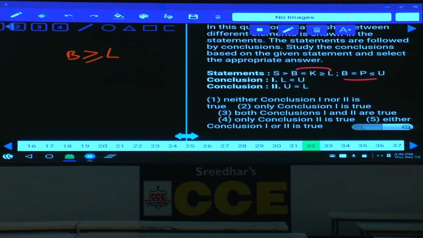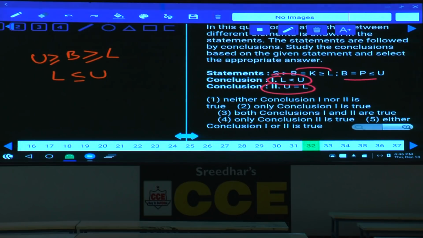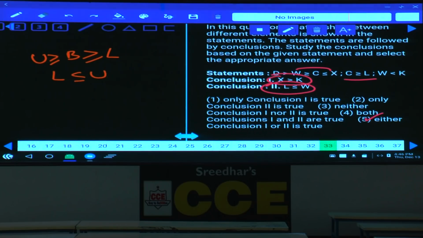B lesser than or equals to U means U greater than or equals to B, isn't it? That means U greater than or equals to L is definitely true, that is L lesser than or equals to U is true. Hence either 1 or 2, that is given in choice 5. Question number 32, choice 5 is the answer. Then 33. Now in question number 33, the relation between X and K. X is here and K is here.